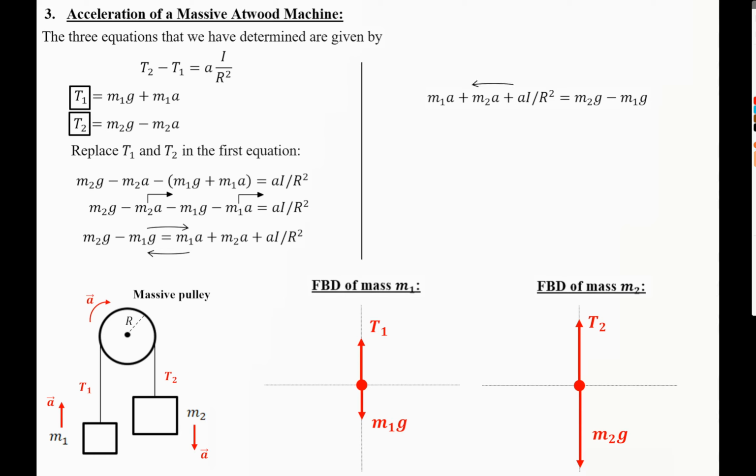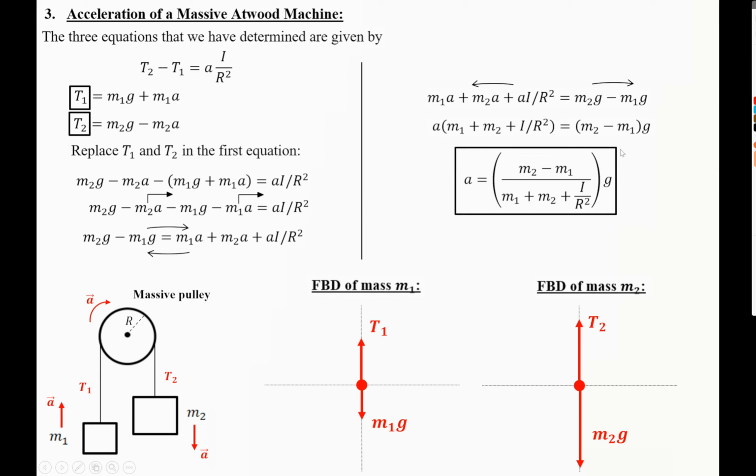And I will factor out A from the left member and G from the right member. We would have the following equation, and A eventually would be given by m2 minus m1 divided by m1 plus m2 plus I over r square. In the next lesson we're going to investigate more about this expression, the expression of the acceleration, but let me elaborate a bit. So that would be the expression of the acceleration of a massive pulley for a simple Atwood machine.